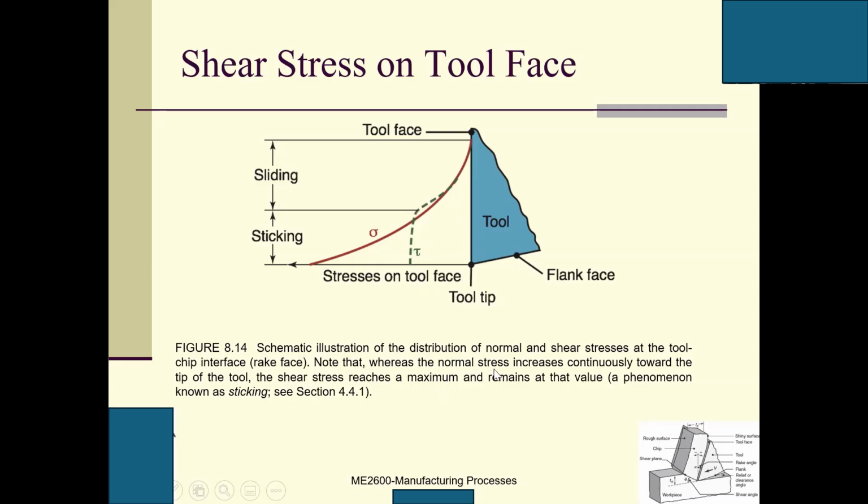Whereas the normal stress increases continuously toward the tip of the tool, I told you. This is the tool tip. The shear stress reaches a maximum and remains at that value. So the shear stress is approximately the same for this area. This is a phenomenon known as sticking. Sticking means that the two objects come together.